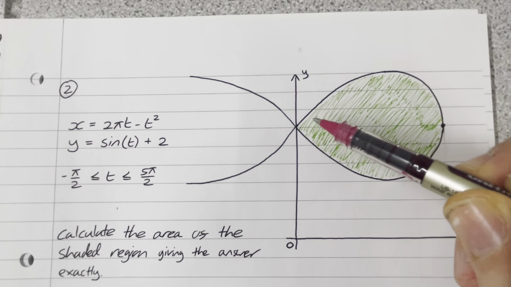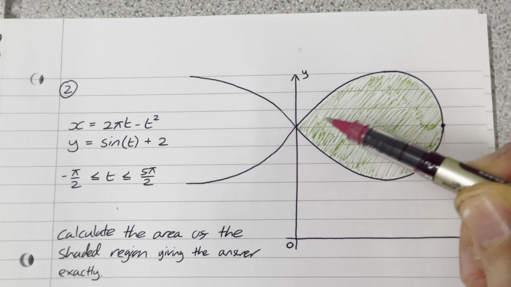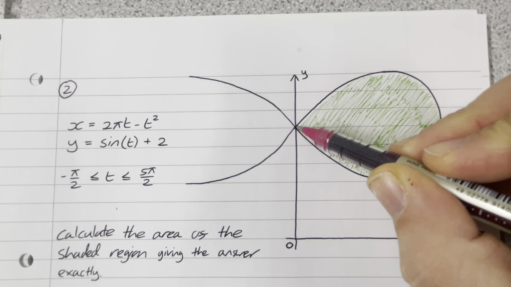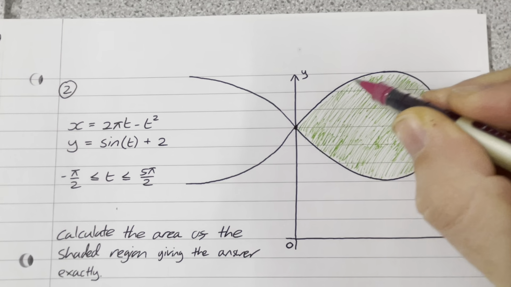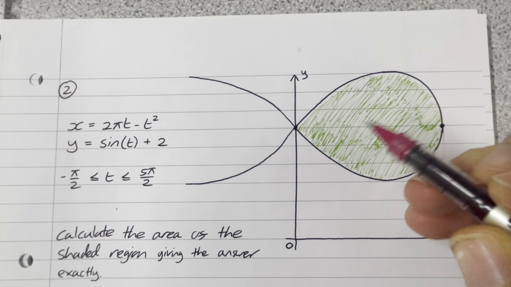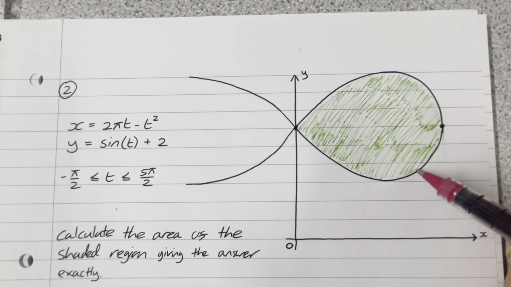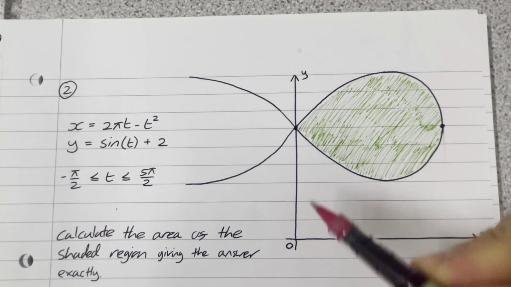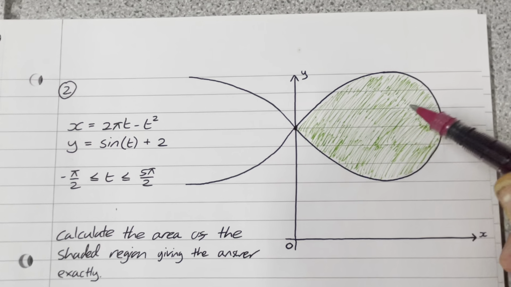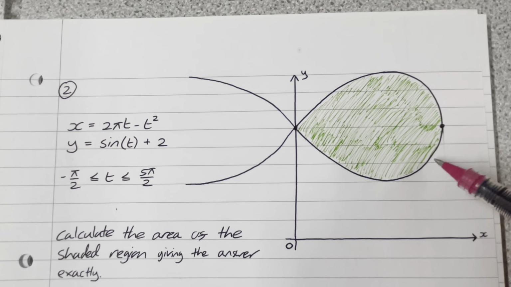Think back to year 12, when you're trying to find the area between two curves. What we're going to do is integrate from here to here the top curve. That'll give us this big area here. And then we subtract the area underneath the lower curve between the same values. And that'll give us the area that's left in between. So it's exactly the same principle, it's just that in this case, the top curve and the bottom curve are the same curve, they're just defined for different values of t.